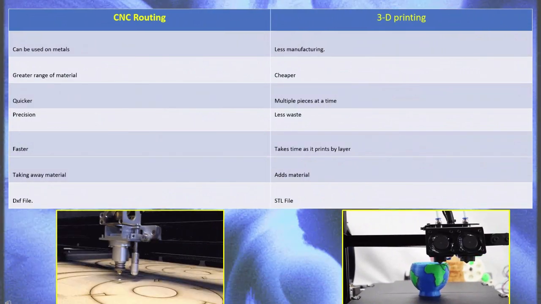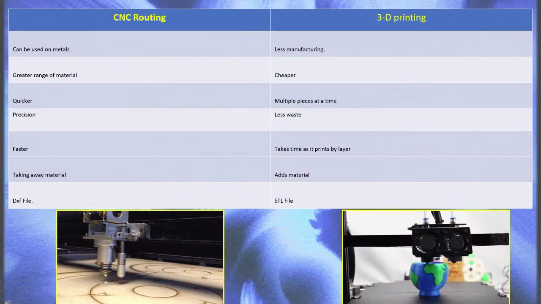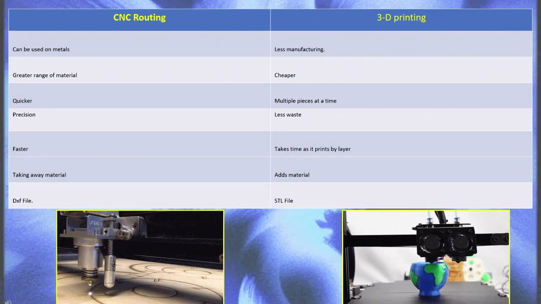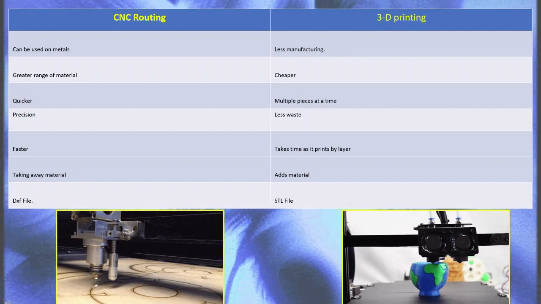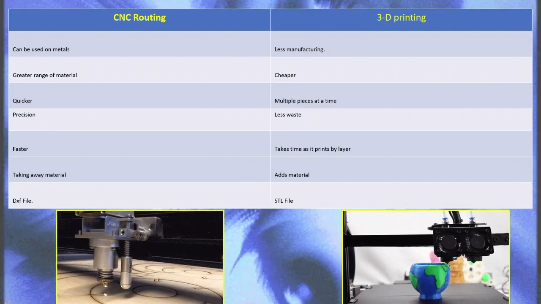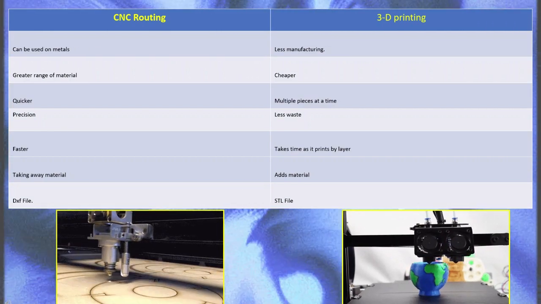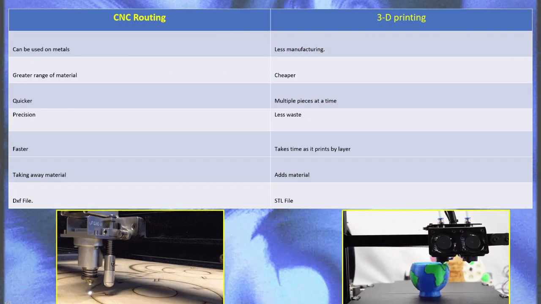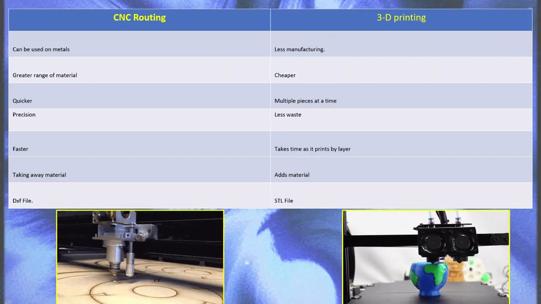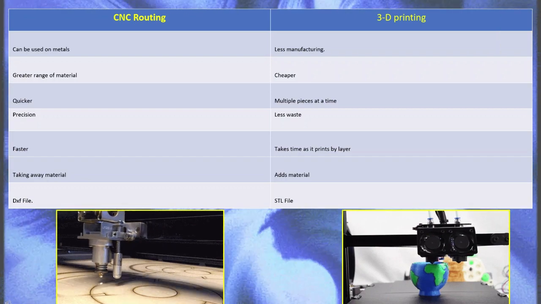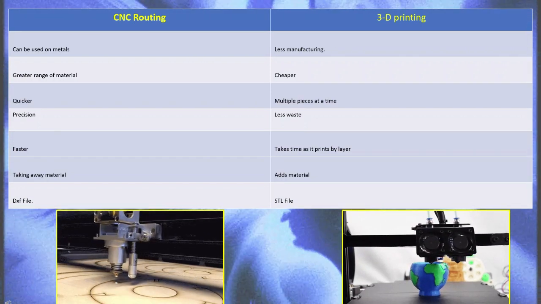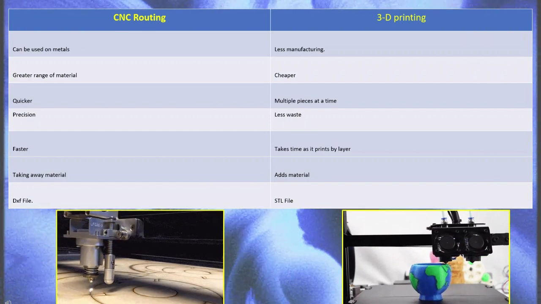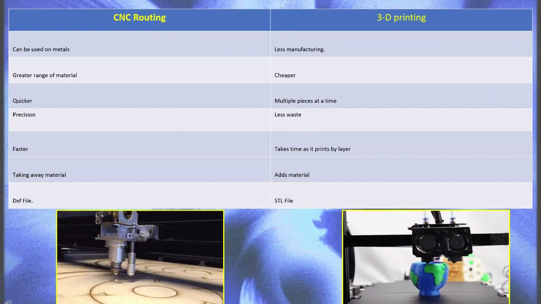The thing we're going to do is compare a CNC routing machine and a 3D printer. CNC can be used on metal. However, 3D printing is less manufacturing. A CNC has a greater range of material, but a 3D printer is cheaper. A CNC is quicker, yet a 3D printer can print multiple parts at a time. A CNC has very good precision, but a 3D printer has less waste.